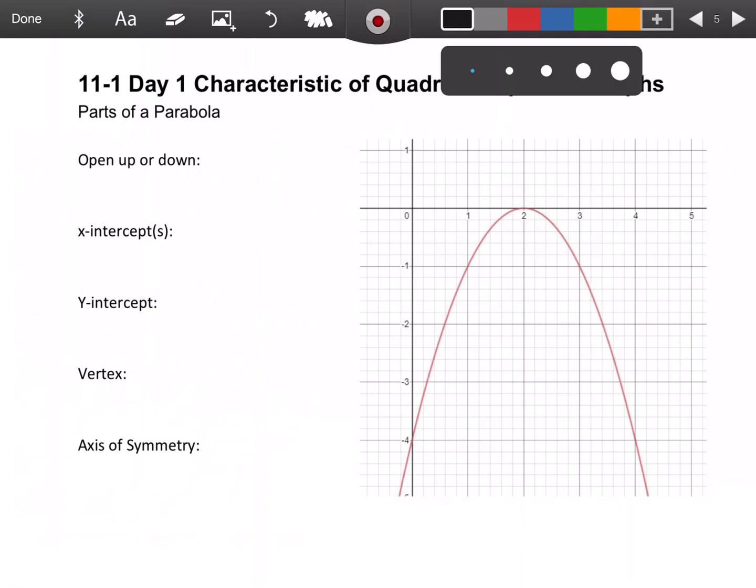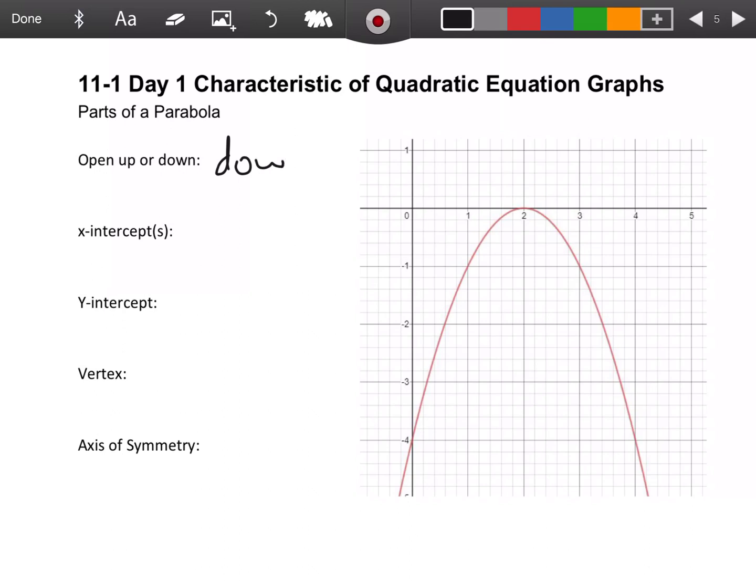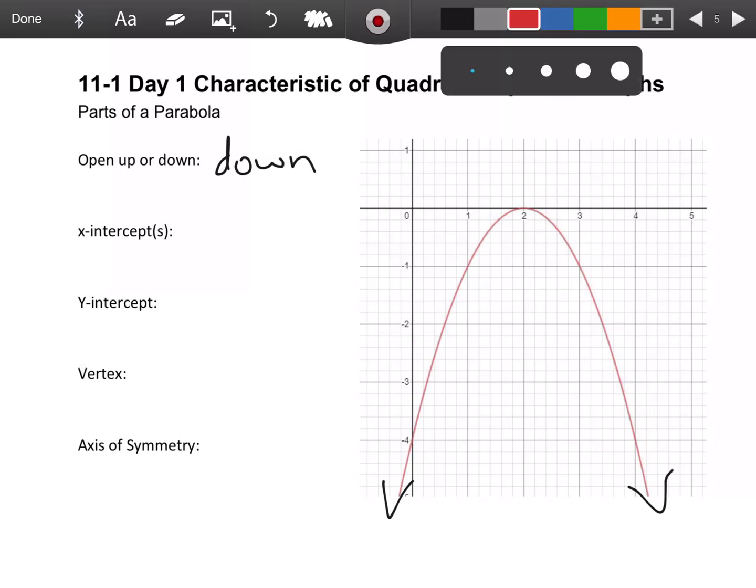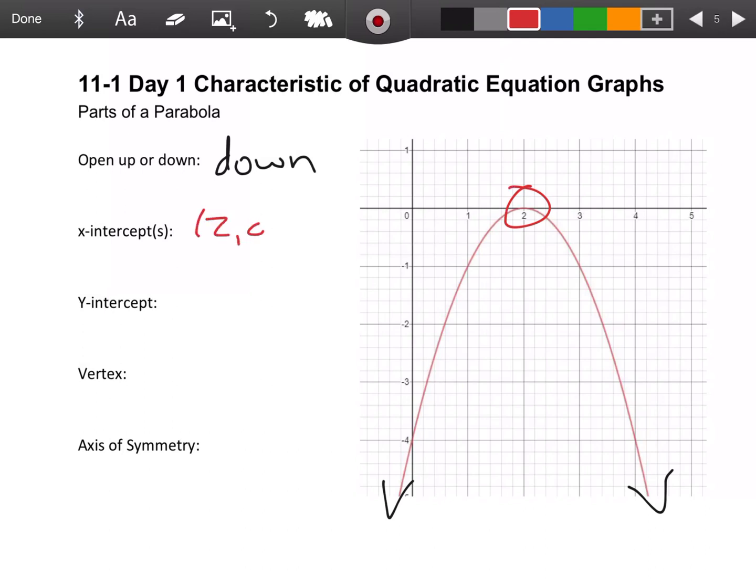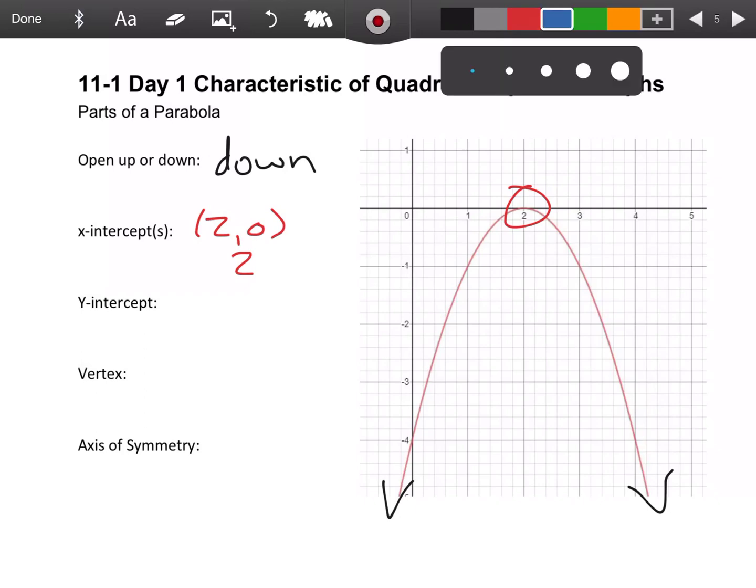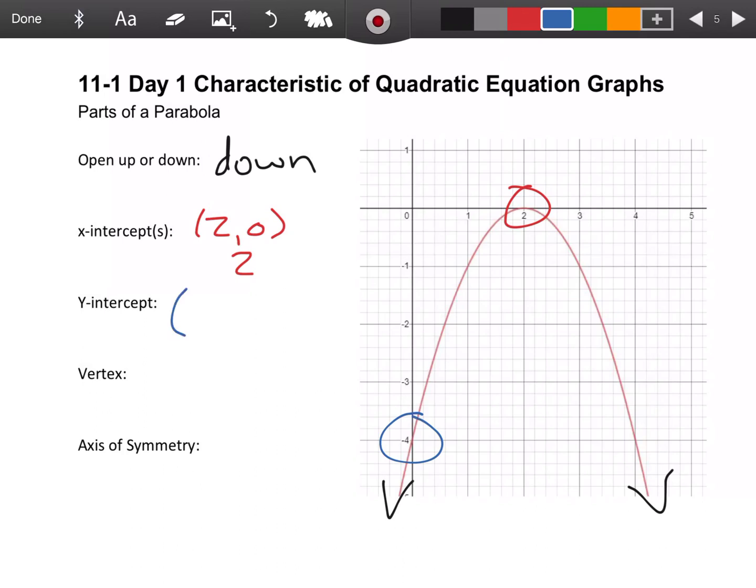And then I had one more here that I wanted to go through. Up or down? Well, this is down. They're pointing down. The x-intercepts. Now there's a parentheses around the s because sometimes you're going to have 2, sometimes you're going to have 1, sometimes you're going to have 0. Well, in this case, we just have 1. We have (2, 0). So if they were to say, what's the x-intercept, you could just say, that is 2. We only have one x-intercept in this case. The y-intercept would be (0, -4), or you could just say -4.